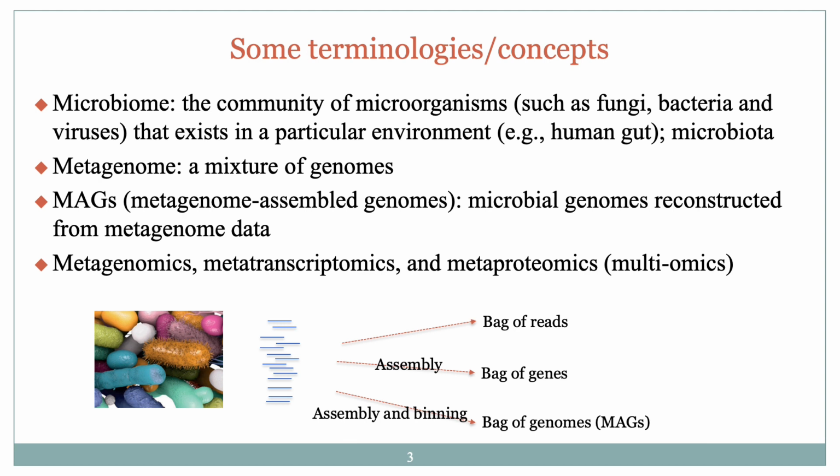And if you have many metagenome data, you can do assembly and binning so that you can separate those contigs from the assembly into different groups, hoping that each group of contigs represents a species. And then with those MAGs, bags of genes, we can do some interesting work.